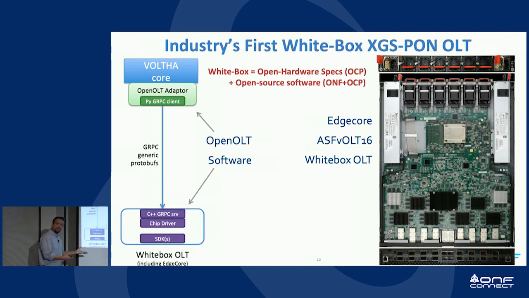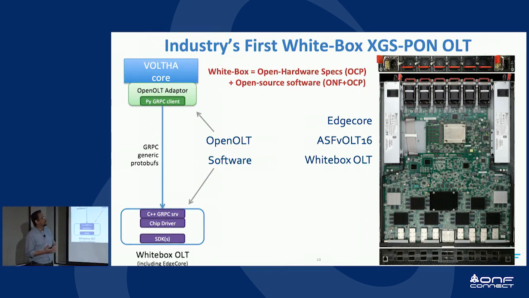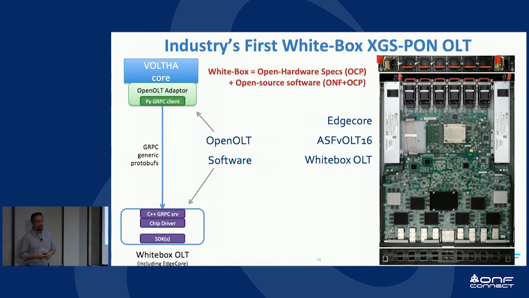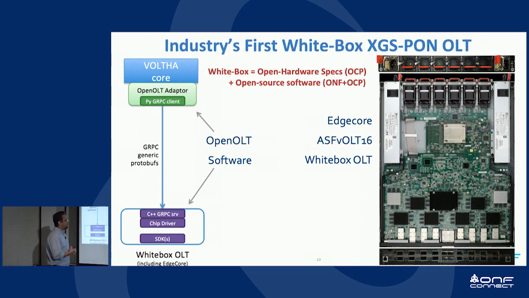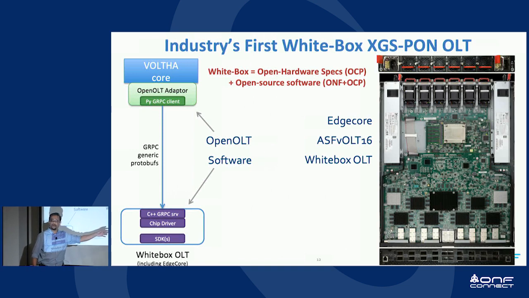OpenOLT is also software that comes from the ONF, and it goes back to my definition of the white box, which is open hardware specs plus open software. If you don't have both of these open, then it's not necessarily a black box. It could be a gray box. Some people call it a bright box. There are many of those in the industry. But this is one example where you can really buy the box from EdgeCore and get the software from open source that runs on that box.